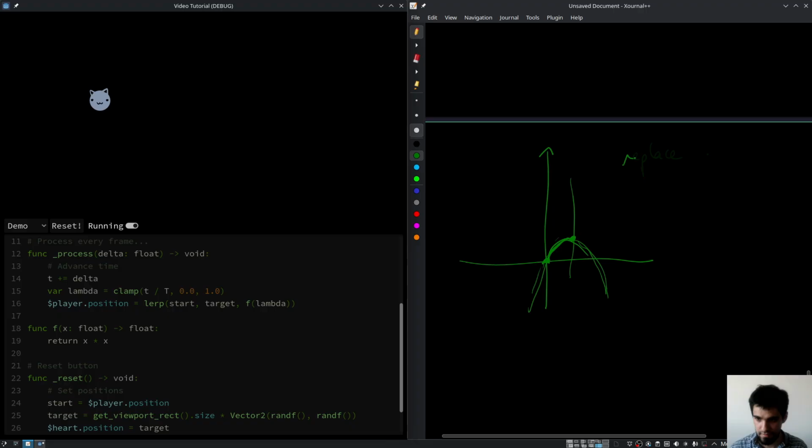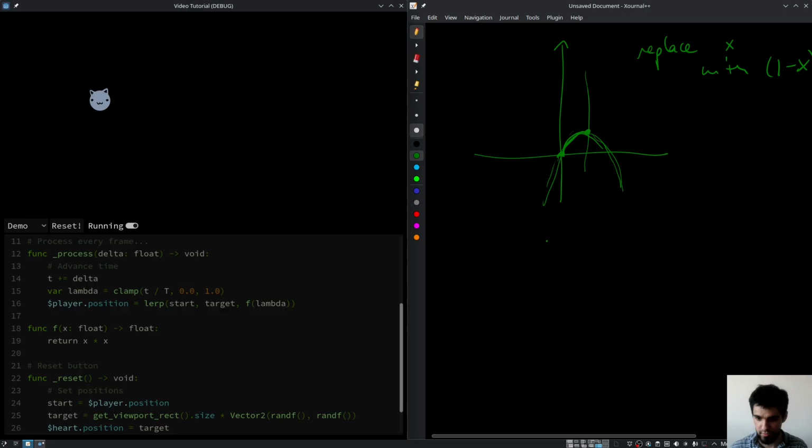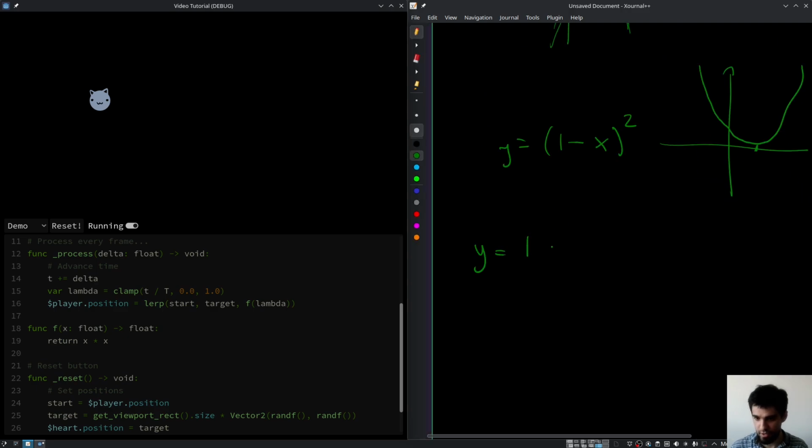So we replace x with 1 minus x. And so we have 1 minus x all squared. And this is my y equals this function. So before it was like this, but now it's going to be 0 at 1. It's going to be like this, right? And now if I do y equals 1 minus x squared, I am now flipping the parabola. And now it will look like this, where this is my 1, 1 point and my 0, 0 point.